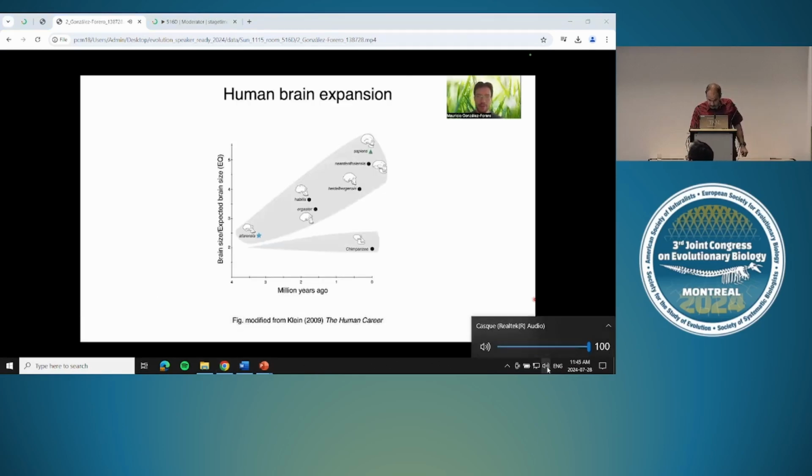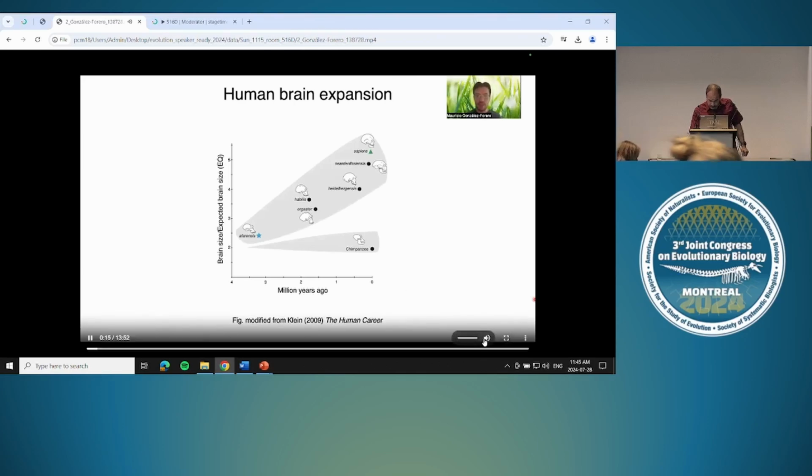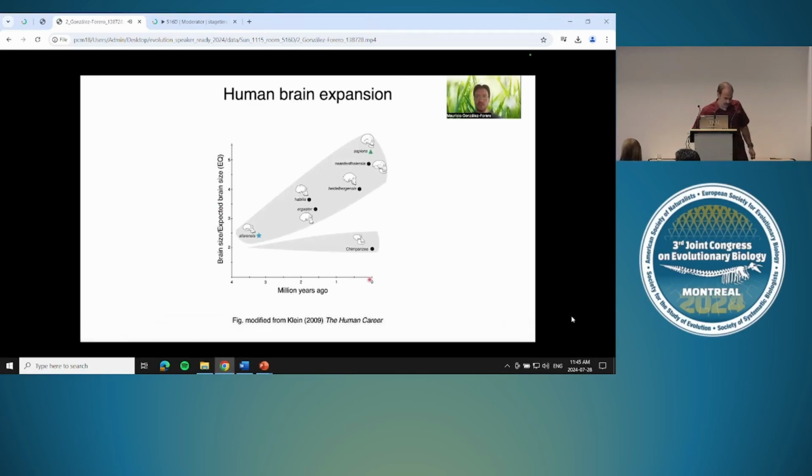Now, a major pattern in human brain evolution is the massive expansion in the size of the brain over the last few million years, shown here in this plot. Here we have that chimpanzees now have a brain size that's about 2 times larger than expected for their body size. And a few million years ago, Australopithecines had a brain size that was just a little bit larger. But over time, in this lineage, the brain massively expanded so that humans now have a brain size that's over 5 times larger than expected for our body size.